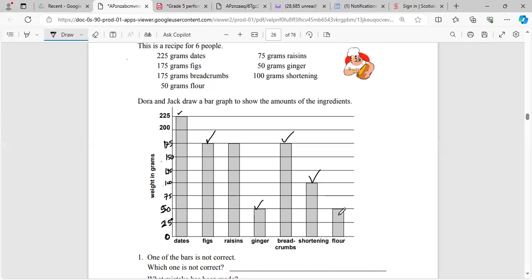50. That is correct. I was looking for raisin. I didn't see raisin, so let me find the raisin. Alright, raisin should be 75. This is actually 175. So we can conclude that the raisin is incorrect.